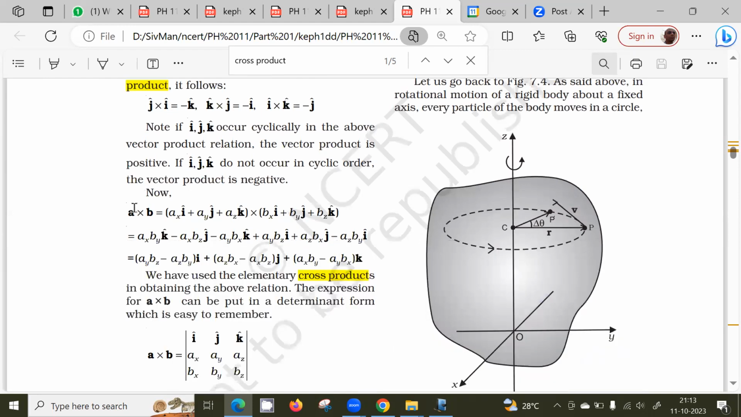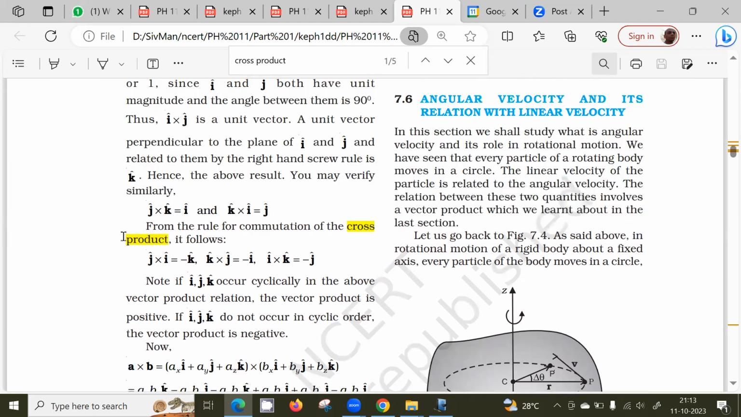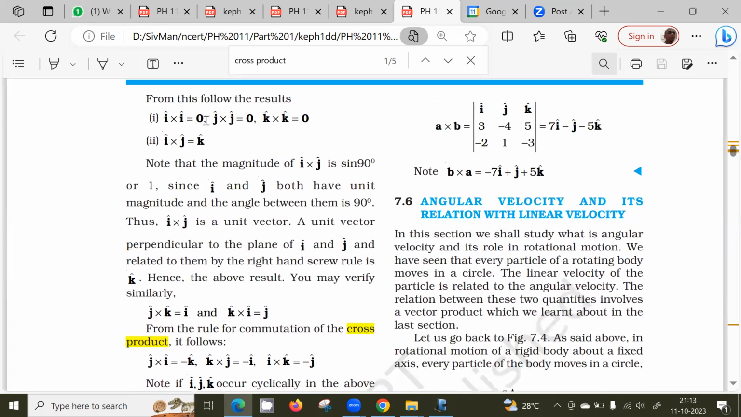See, this is A cross B, right? And in component form, A is this one: Ax component, Ax I cap plus Ay J cap plus Az K cap. Similarly, B components are this one. So when crossing this, I just use this result. I cross I will give me 0. I cross I is 0, J cross J is 0, K cross K is 0, because A cross B is A into B into sine theta. Two same vectors, so theta is 0. So only the cross terms will give me something.